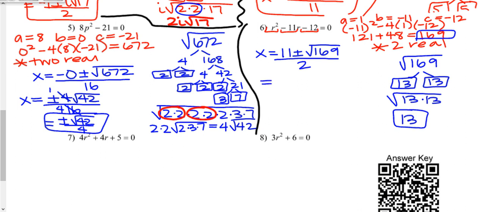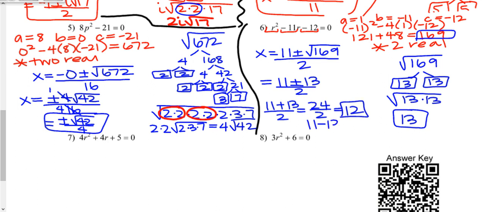So going back up here, 11 plus or minus square root of 169 is actually just 13 all over 2. And if you're ever left with something like this, I have no more square roots, I have no imaginary numbers, I can actually do this math. 11 plus 13 over 2. That's actually just 24 over 2, which is 12. So here's one of my answers. And then 11 minus 13 over 2, that's just negative 2 over 2, which is negative 1. There's my other answer.